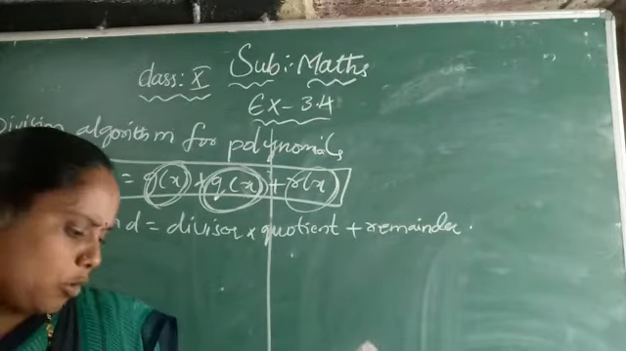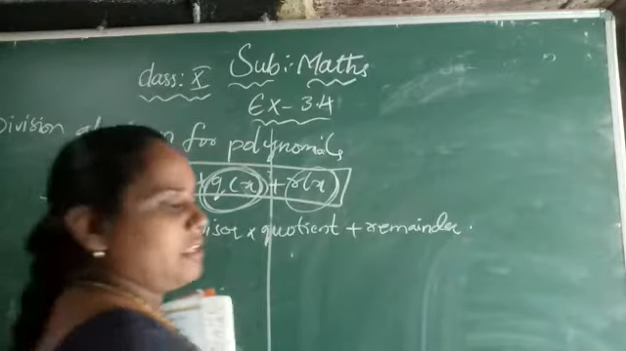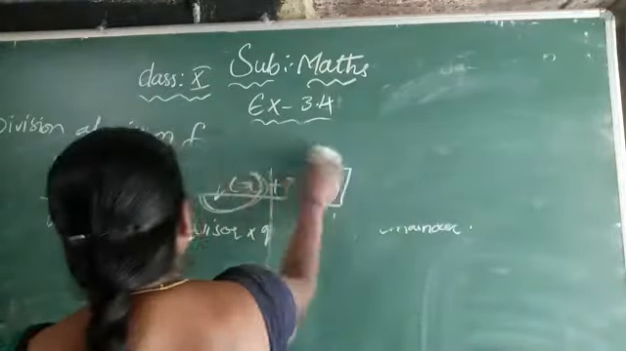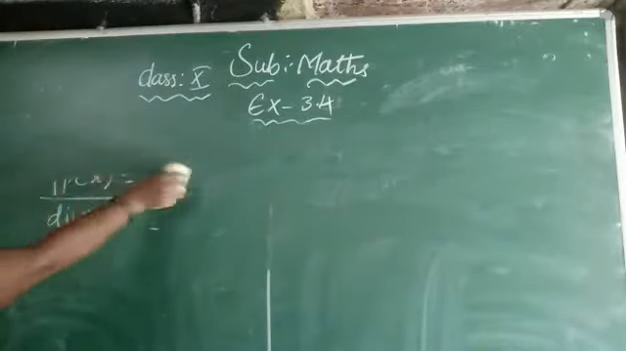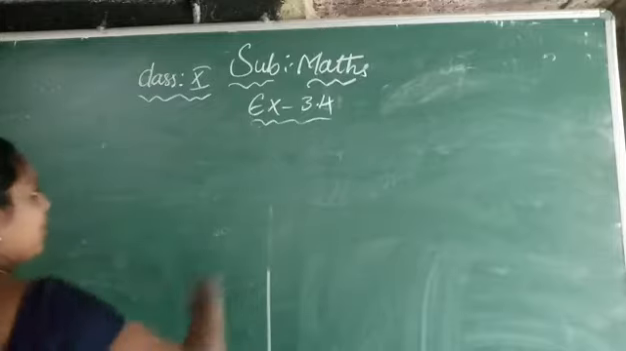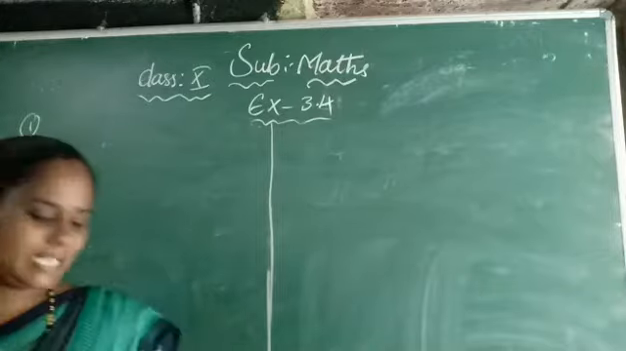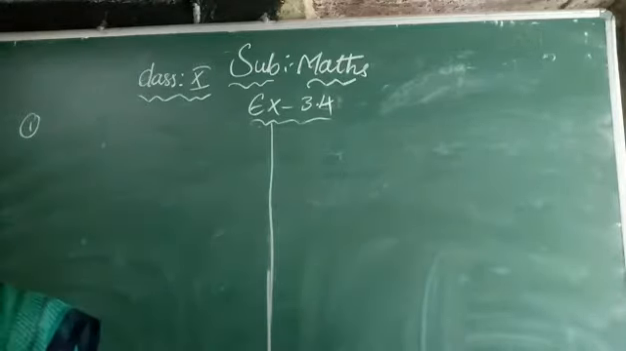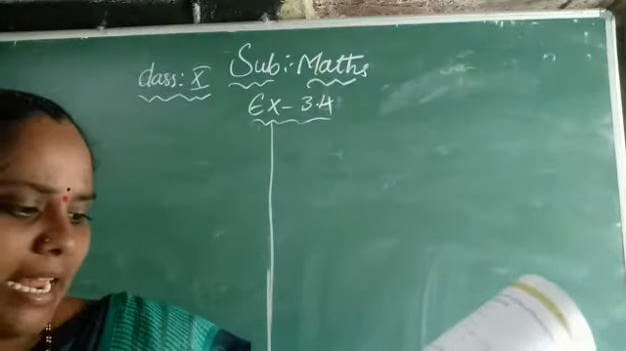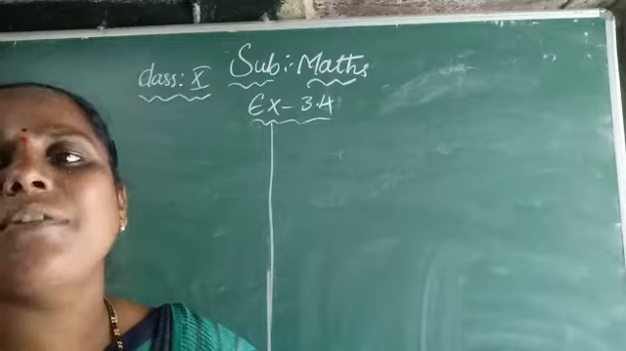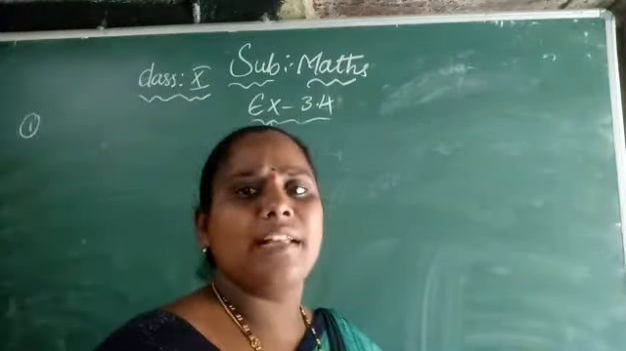Now we will see how to divide the polynomials in exercise 3.4. So exercise 3.4, what is the first problem? All of you check it out. What is given here? Divide the polynomial P of x by the polynomial G of x, and find the quotient and remainder in each of the following. We have to find the quotient and the remainder.